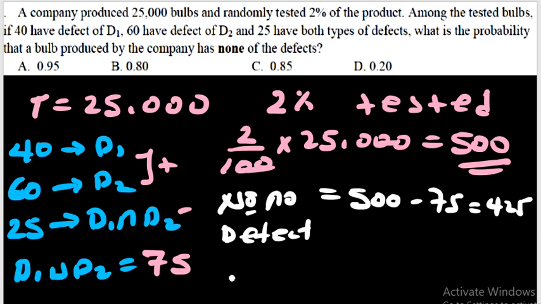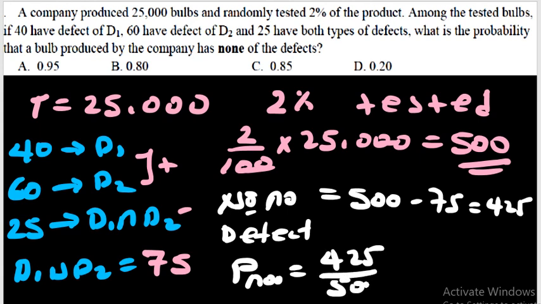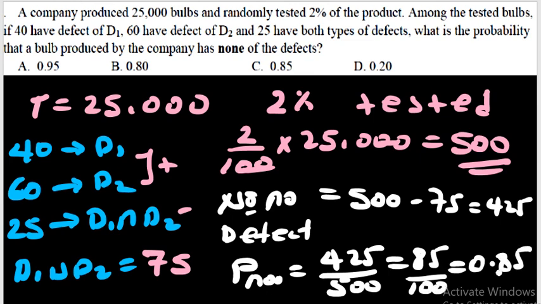But we are asked the probability to be non-defective. The probability of none is the same as 425 out of 500. If you simplify by 5, the upper will be 85 and the lower will be 100. 85 over 100 means 0.85. So the probability to be non-defective is 0.85, which is C.